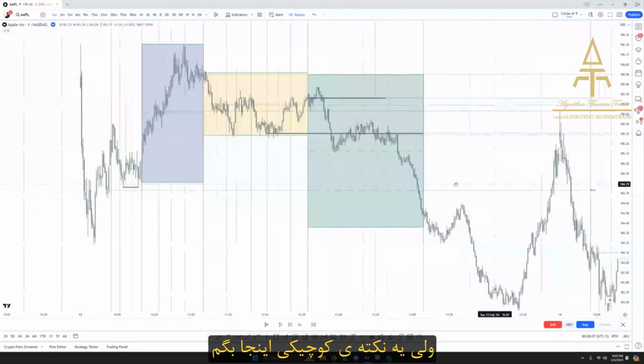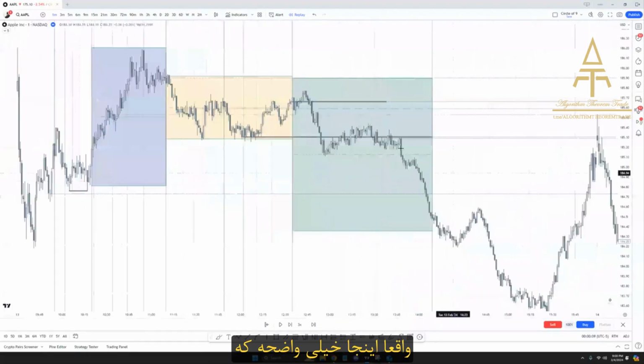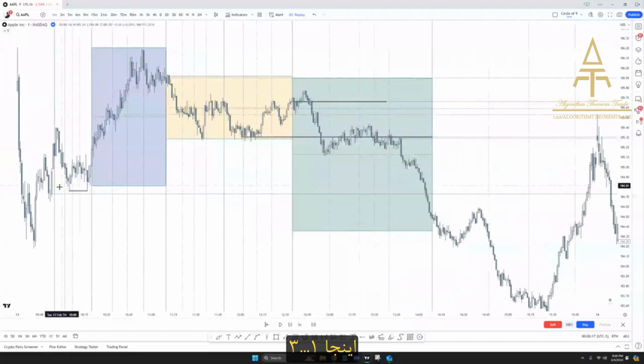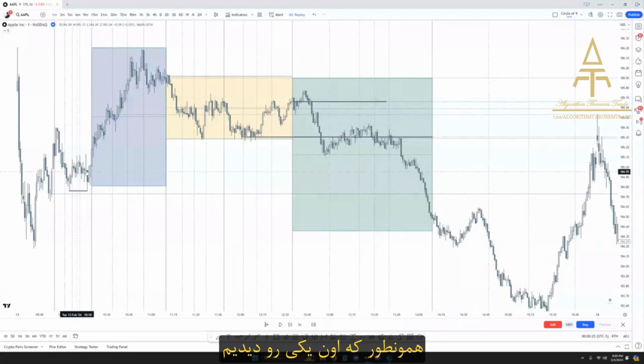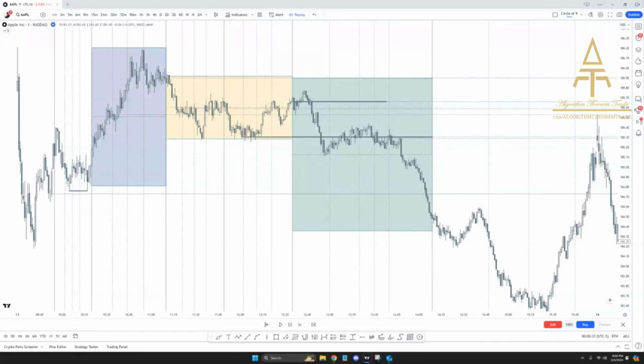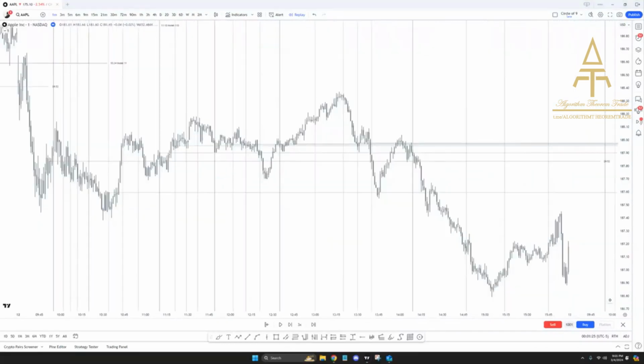But just quick notation here. I mean, it's pretty clear cut. There's equal lows here. There's equal lows here. And the cycle just repeats. It's 1, 3, time distortion, 9. Right? Just as we saw the other one, model 110 is being used for continuation or time distortion. It's the same scenario, same routine.